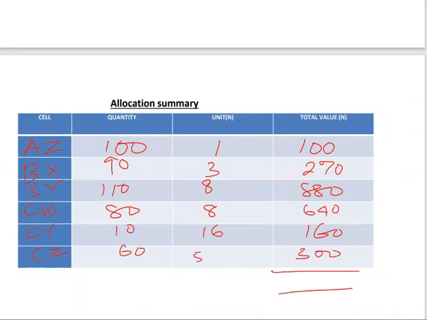Add everything together, and we have 2,350. And if you look at the total quantity, it is the 450 we are asked to send out to transport. That is the least cost method.